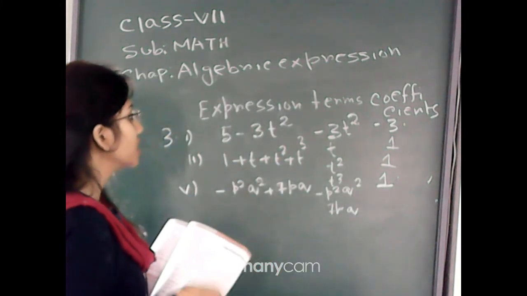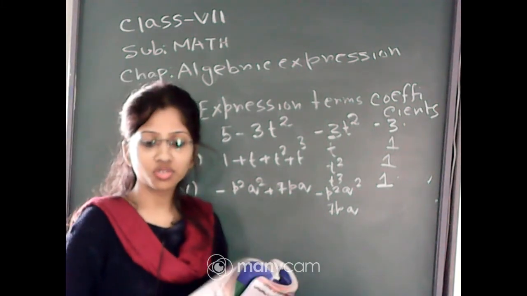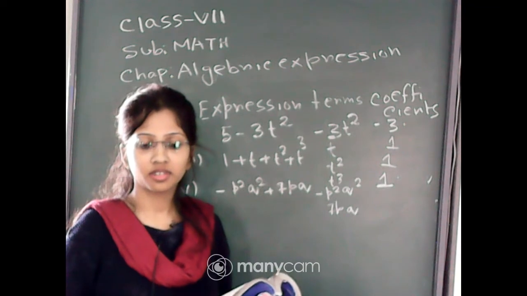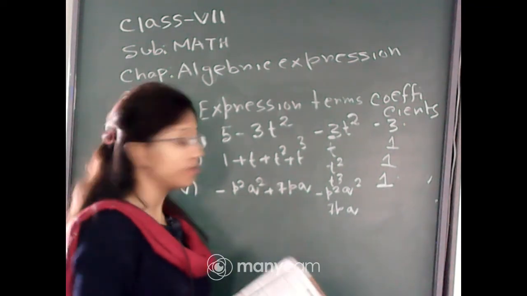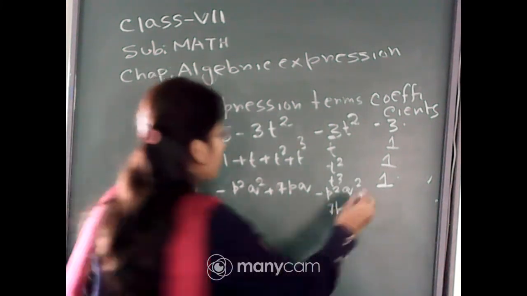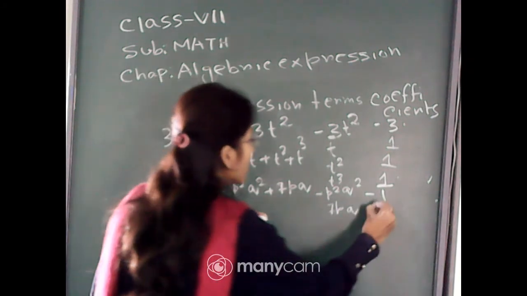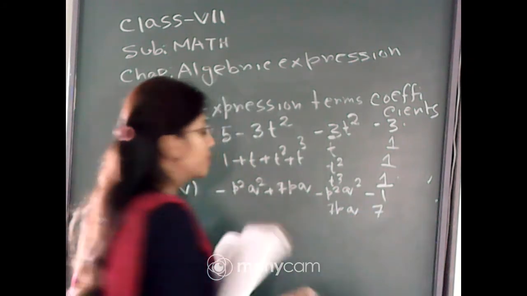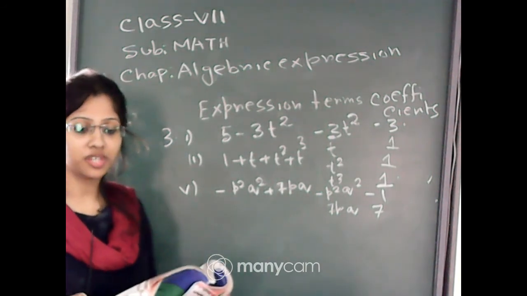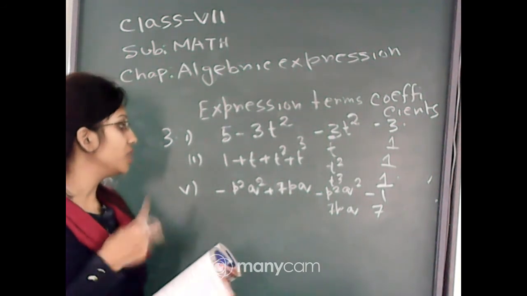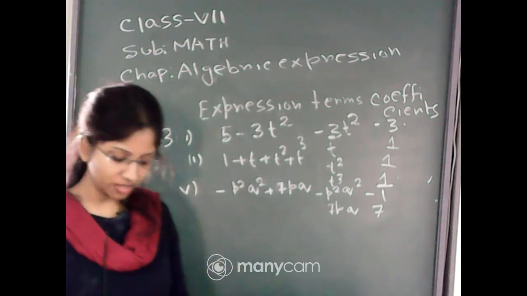Now, tell me, what's the coefficient of p square q square? The coefficient of p square q square is minus 1 and the coefficient of pq is 7. Clear? The numerical factor of the term is called the coefficient of the term.